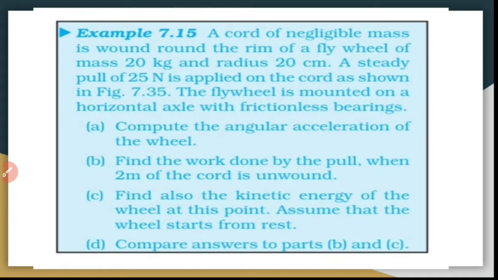Compute the acceleration, that means angular acceleration of the wheel, and the work done by the pull when 2 meters of the cord is unwound. Find also the kinetic energy of the wheel at this point. Assume that the wheel starts from rest. Compare the answers to parts B and C.